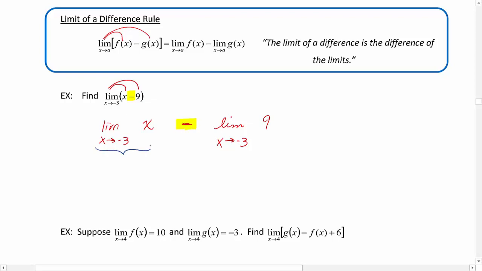The limit as x approaches -3 of x, using our identity function rule, is just -3. And then the limit as x approaches -3 of 9, using our constant function rule, is just 9. Therefore, the limit as x approaches -3 of x minus 9 is going to be -12.